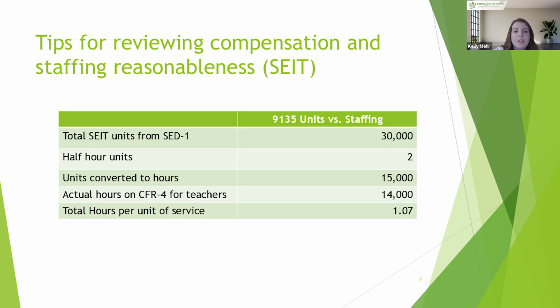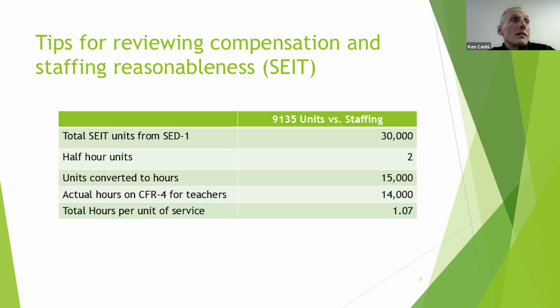Okay, so for CEIT, units first have to be converted to half-hour units. In this case, they were providing half-hour units. So you would take the total units reported on the CFR, the 30,000, and divide by 2 to come up with how many hours were spent, which is the 15,000 hours when you convert the units to hours. And on the CFR, only 14,000 hours were reported. So this equates to approximately 1 hour per unit of service. And again, about 1 is in line with industry standard.